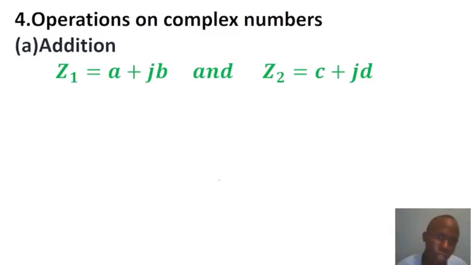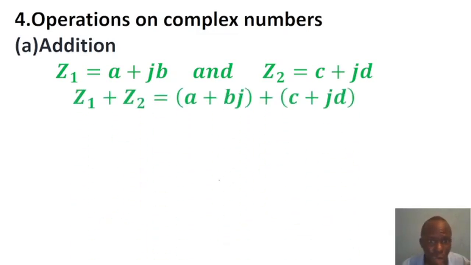Operations on complex numbers. We are going to start with addition. Now, if you have ever done a little bit of algebra, I know you must have come across the term collecting like terms together. That is what you're going to do here. The terms that are bearing j shall be collected together, and the terms that are not bearing any j, or rather the real part, are going to be collected together. If we have z1 is that and z2 is that, we want to add z1 plus z2.